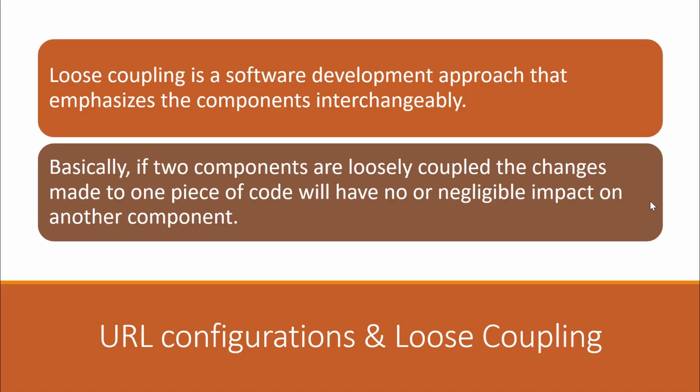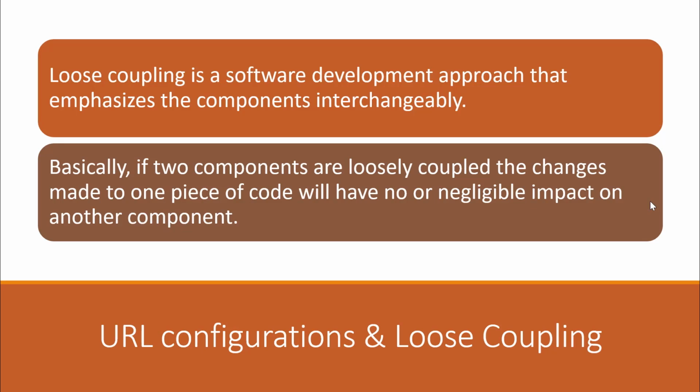In a nutshell, loose coupling is a software development approach that emphasizes component interchangeability. Basically, if two components are loosely coupled, the changes made to one piece of code will have no or negligible impact on the other component. This concept of loose coupling is also there in Django. In Django, URL definition and view function are the two components that are loosely coupled. This simply means that the implementation of a specific function and the selection of what the URL should be for it are done in different pieces.